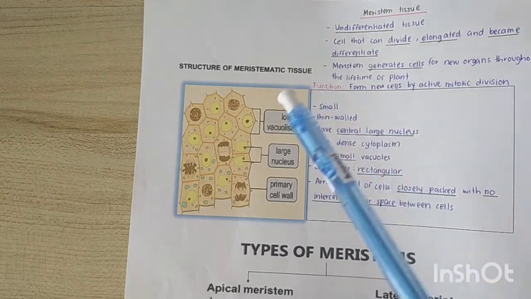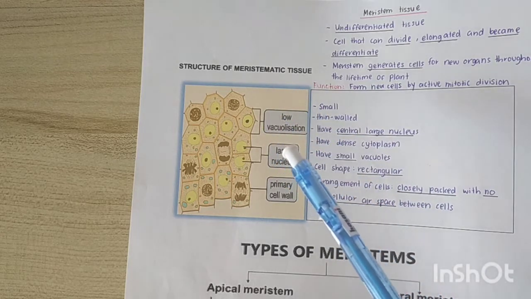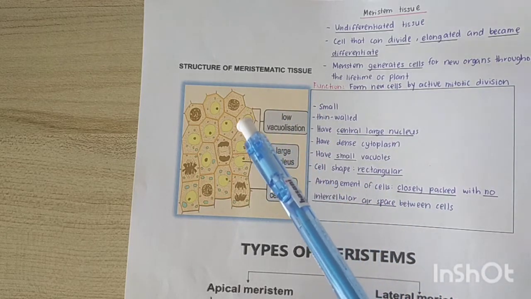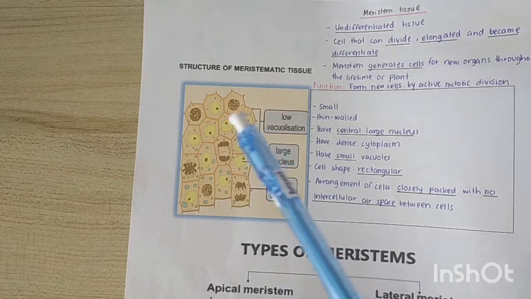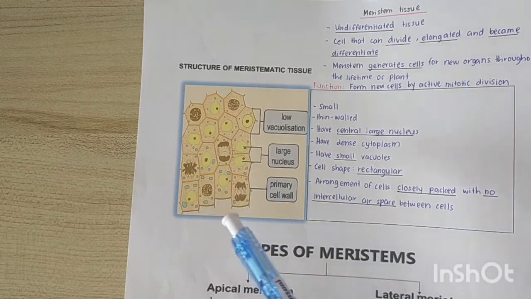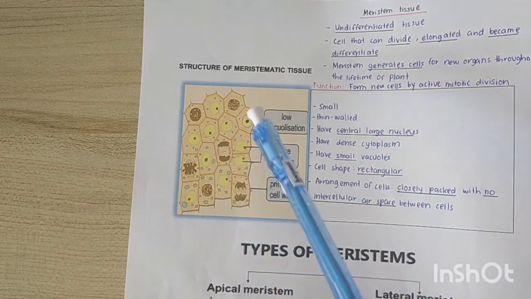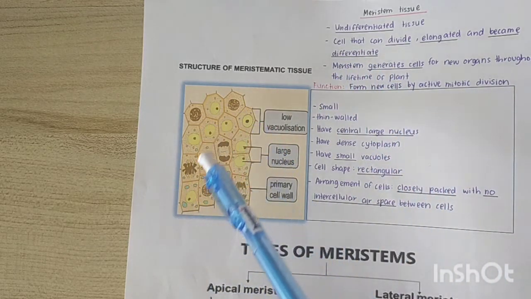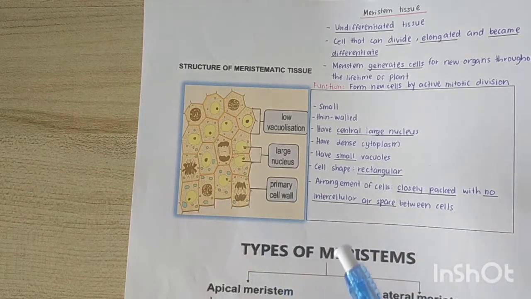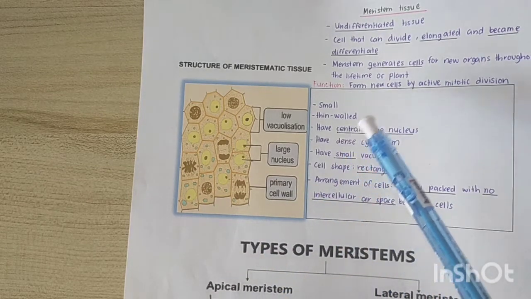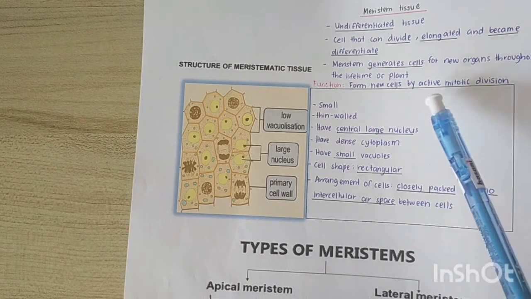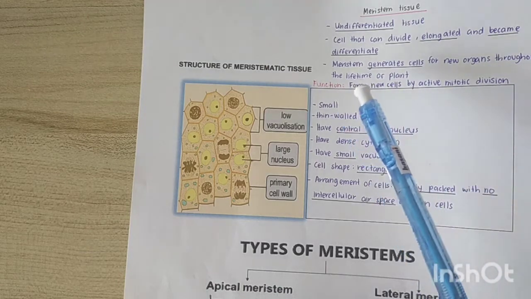Maksudnya adalah kalau kita katakan meristem tissue ni dia sebenarnya adalah cell which is actively divide. So how does it divide? By mitotic division. Then it elongates and becomes a different shape. So bila dah terbentuknya that tissue, that cell, barulah dia akan undergo differentiation. Meristem generates cells for new organs throughout the lifetime of the plant.